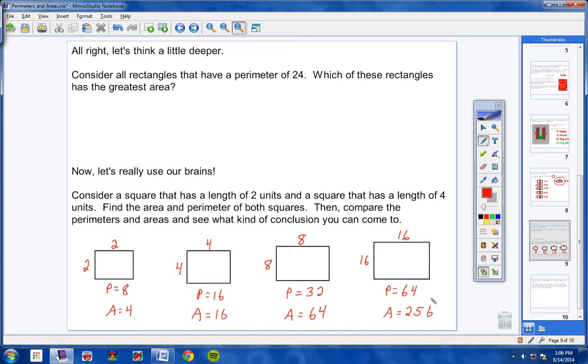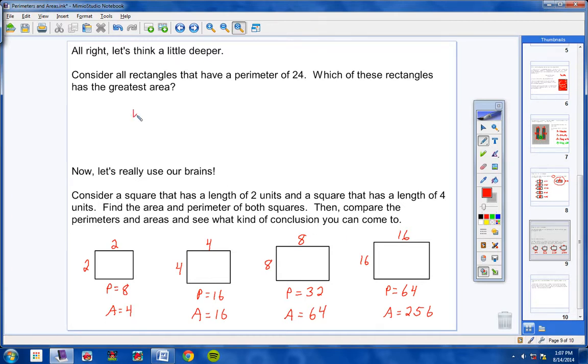Now, you might be saying, Mr. Earhart, how did you know to draw some more squares? I just really wasn't satisfied with just having 2 squares and then trying to draw a conclusion about the information that I had here. Okay, so I drew a couple more, and now I'm seeing a really good pattern.